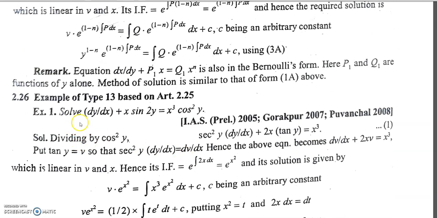So do one example. Solve this: dy/dx + x f(y) equal to x cubed cos squared y.